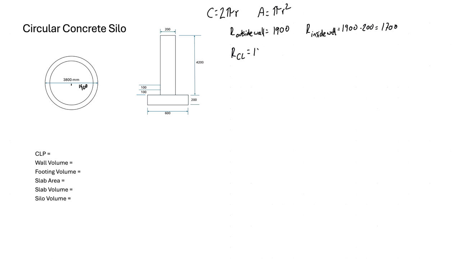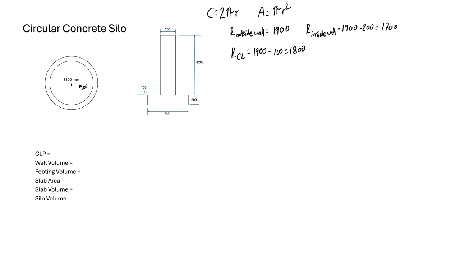So 1900 minus half the wall thickness, so minus 100, gets us to 1800. And there are, of course, always various ways that you can figure this out, if you want to deal with the diameter minus a full wall thickness, that kind of thing. But it should all get you to the same at the end. So let's start figuring some things out.